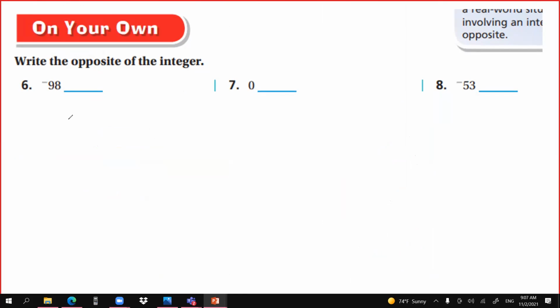Rudaina? Yes, teacher. Write the opposite of the integer. What is the opposite of negative 98? Positive 98. So I told you now, for the opposite, just flip the sign.